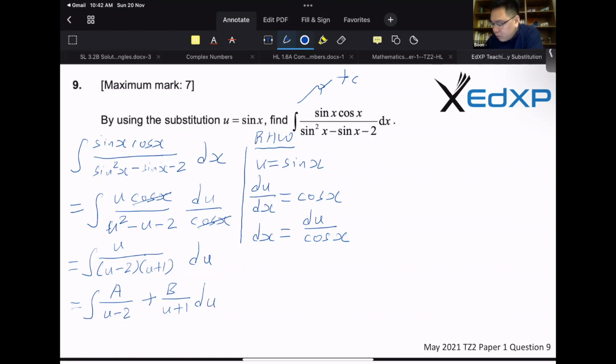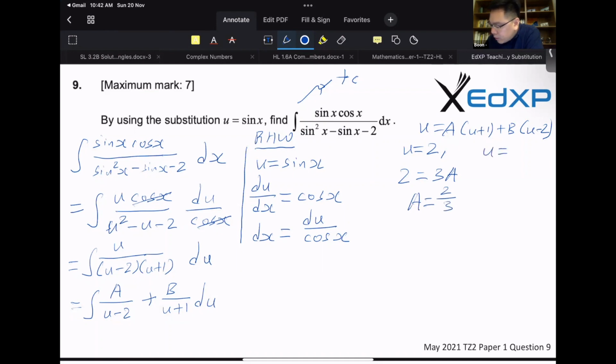Maybe let's do a quick one. So u is equal to a times u plus 1 plus b times u minus 2. If you don't understand how I got this, please revise your partial fractions. To find a and b, we can use a substitution. So when u is 2, what do we have? 2 equals 3a, so a is 2/3.